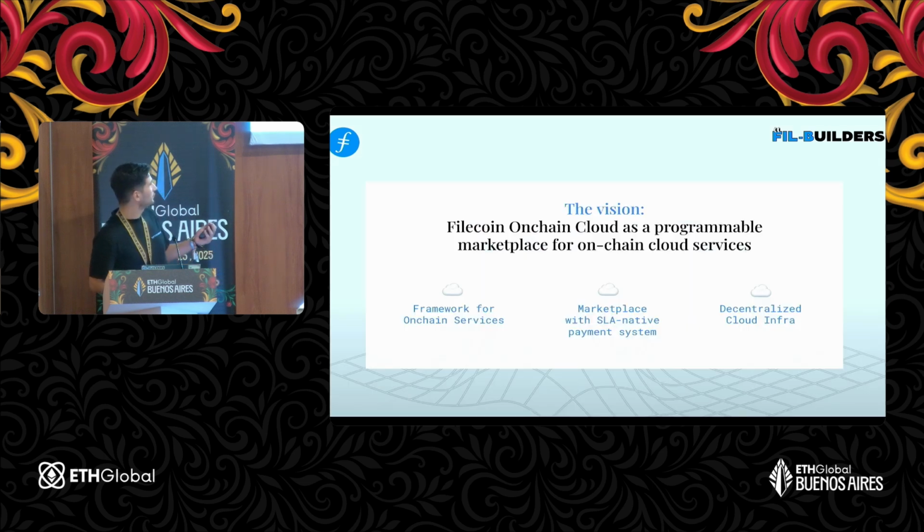The vision of Filecoin Onchain Cloud, which is a new narrative from Filecoin, is to create a programmable marketplace for on-chain cloud services. So you can set your own SLA and native payments, like how much you want to give to storage providers to serve their storage to you.